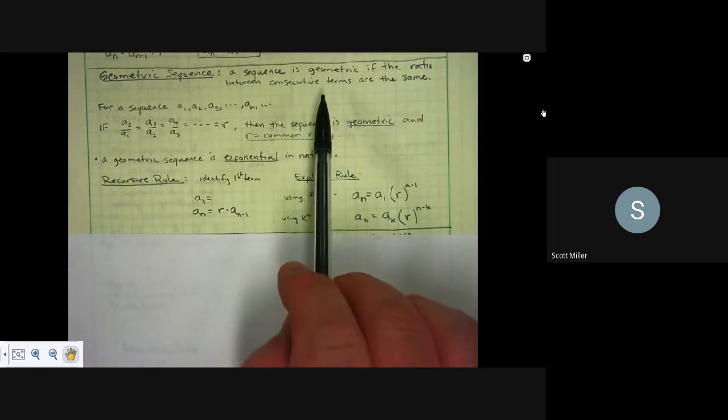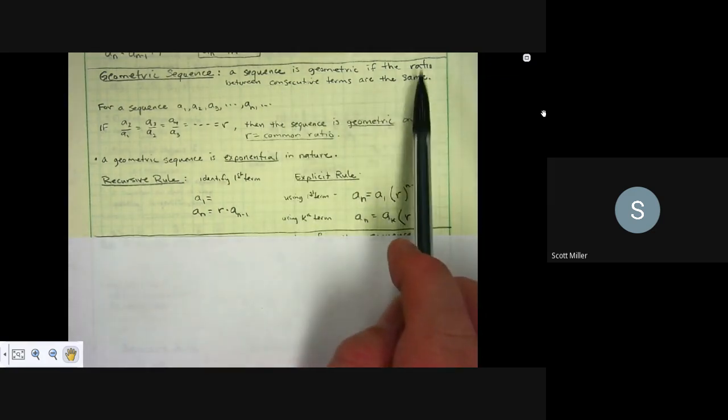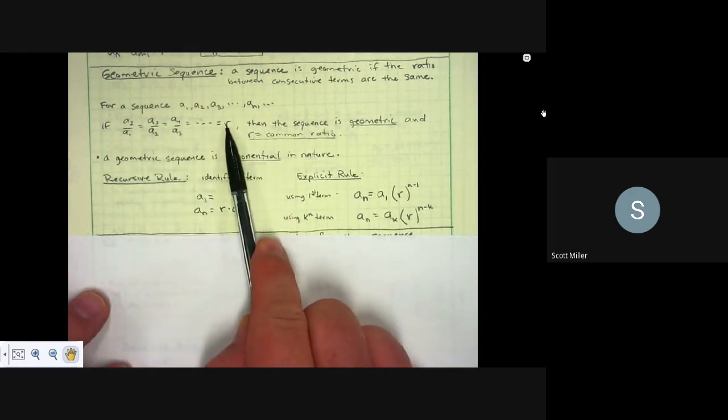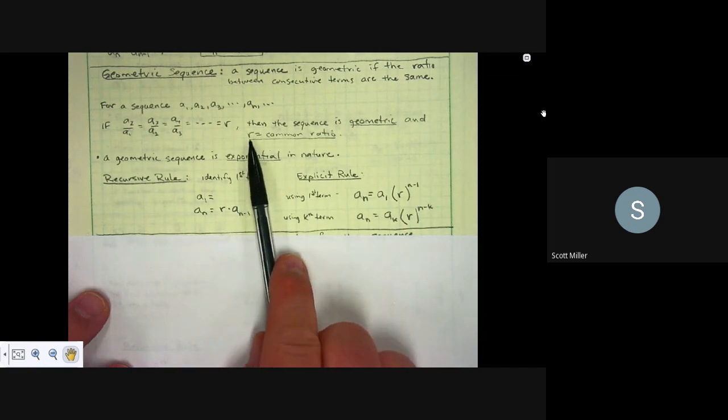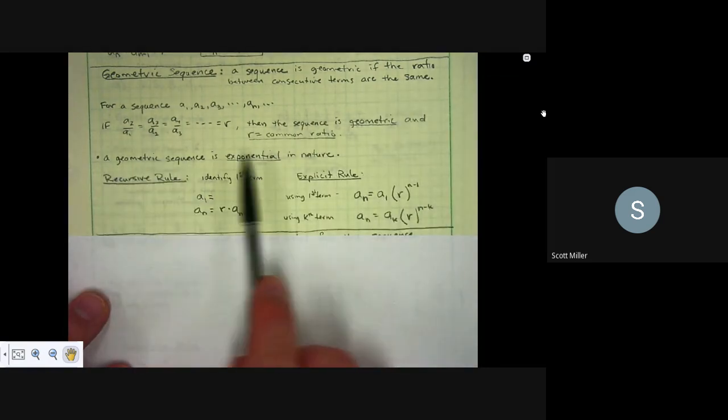Let's look at the geometric. The geometric sequence has a ratio between consecutive terms that is the same. So literally that means I'm going to take two consecutive numbers and divide them. A2 divided by A1, A3 divided by A2, and so forth and so on will give me a common ratio that we designate by R. If this occurs, I have a geometric sequence and a common ratio of R. And like arithmetic was linear in nature, a geometric sequence is exponential in nature.